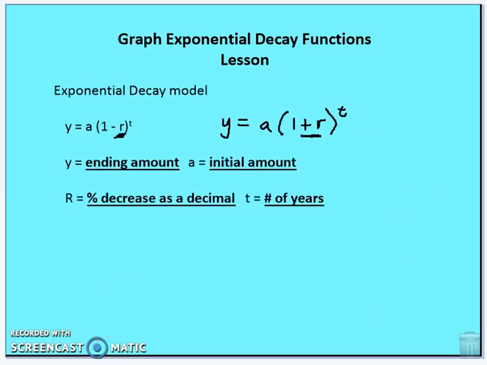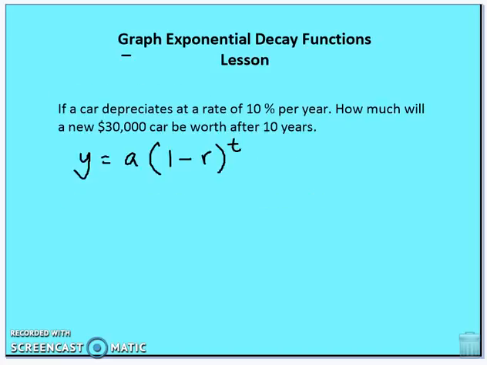All right, so exponential decay function. Now, the only difference here is that we change the sign. Instead of plus r, it's minus r. So an example here, a car depreciates at a rate of 10% per year. How much will that car be if it's $30,000 initially after 10 years? I'll pause here for you to generate the answer.